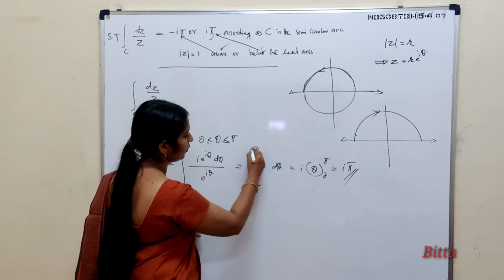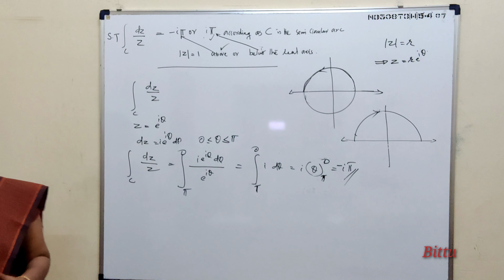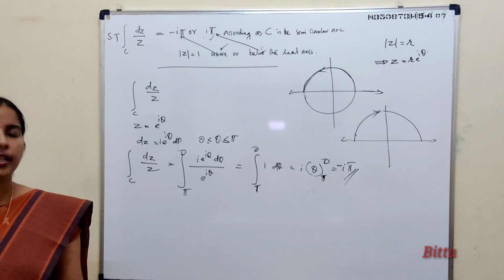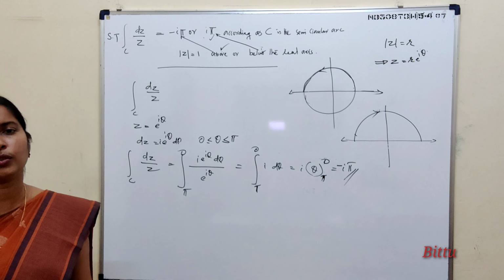Pi to 0. So you put pi to 0. You can see the answer is minus i pi. Really, in this question, it must be i pi. But here, unfortunately, the question shows that the answer is minus i pi. That's why I changed the direction.